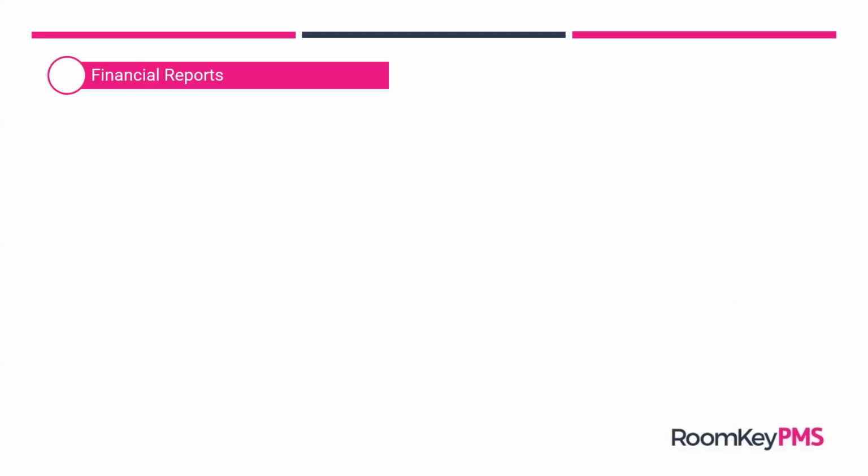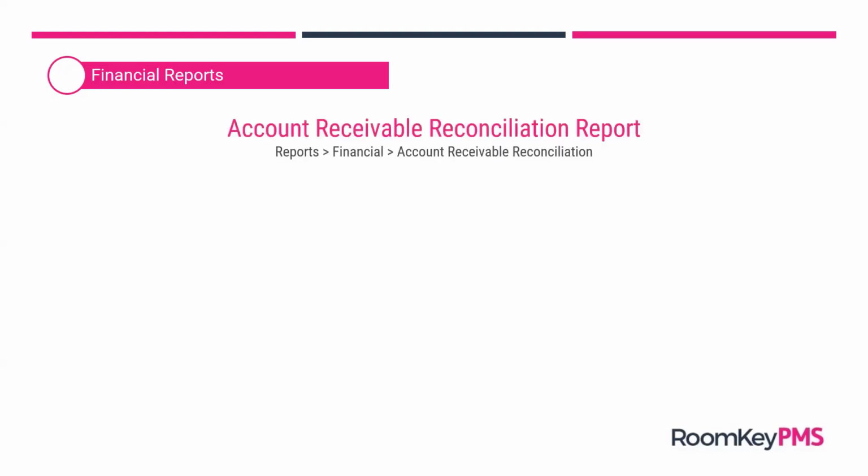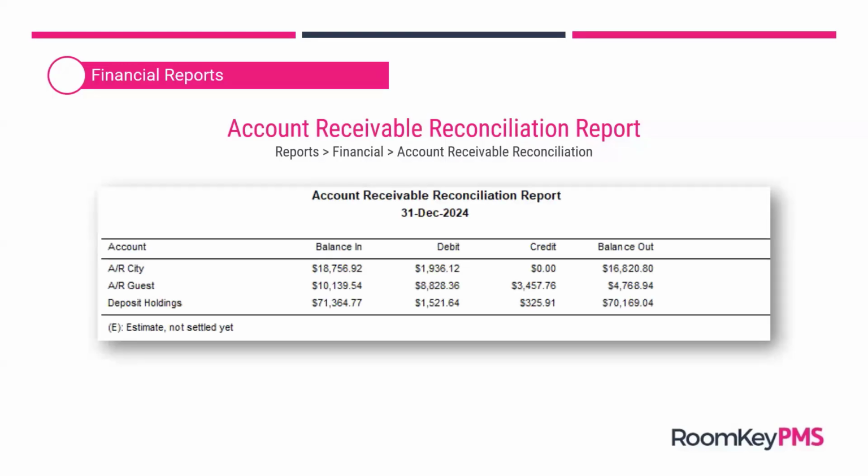But one report that I would like to highlight for financial purposes in our financial section is our account receivable reconciliation report. This is found in the reports menu in the financial section, and it's called account receivable reconciliation, or sometimes called the ARR report. This report is going to summarize your receivable accounts. If you generate this report on the last day of the previous year, so December 31st, 2024, you will get a balance out, and this would be for the end of the previous year.